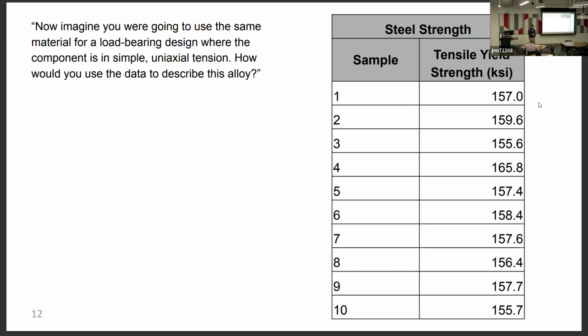As an example of one of those tasks, this is coming directly from that interview protocol, a slide that we presented to all of our participants. Here, we've got some task over here, and we've got a data set, just 10 observations on a material from the same material, but multiple realizations. So here, we're asking participants, here's a situation. You've got a load-bearing design. You've got a component in simple uniaxial tension, kind of thing that looks a little bit like a textbook problem. How would you use the data to describe this alloy?